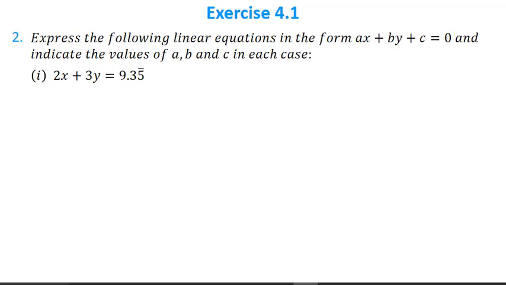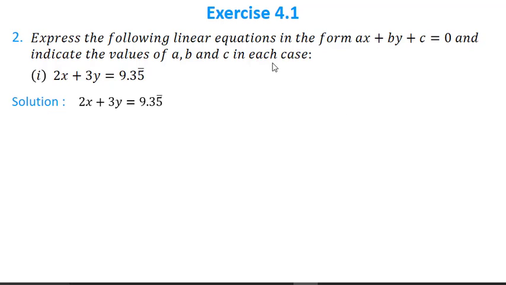Now let us see the second problem. Express the following linear equations in the form ax plus by plus c equal to 0 and indicate the values of a, b and c in each case. Now here, ax plus by plus c equal to 0 means on the right hand side I want 0 and all terms should be on the left hand side. 2x plus 3y equal to 9.35 bar. We have to express this in the form ax plus by plus c equal to 0.